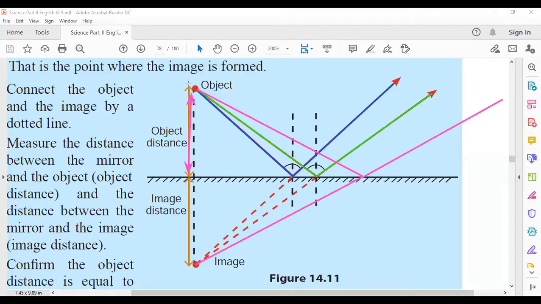In this picture, measure this distance and tell me how much. I'm asking only the object distance. How much is the object distance?